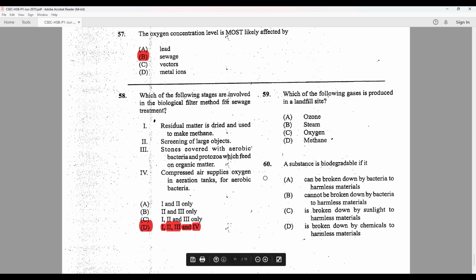59, which of the following gases is produced in a landfill site? I hope everyone is screaming methane when they read this question. A substance is biodegradable if it can be broken down by some living organism. In this case, bacteria is a living organism, so it can be broken down by bacteria to harmless material. Cannot, makes B wrong. Is broken down by sunlight? Nope. C is wrong. Is broken down by chemicals, that has nothing to do with bio. So A becomes the answer.